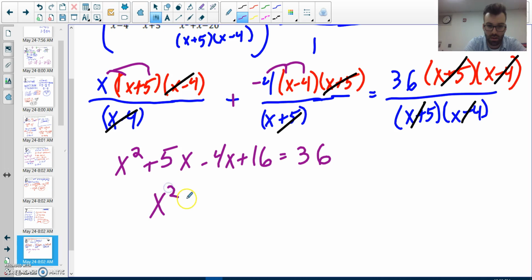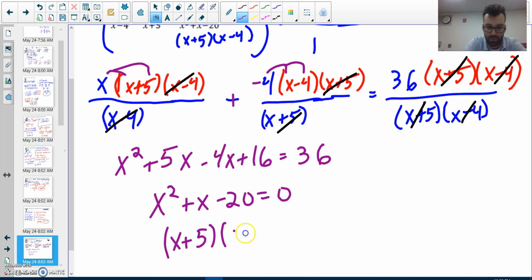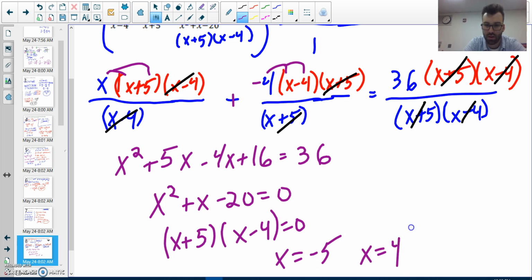So if I combine my like terms and move the 36 to the other side, I get x squared plus x minus 20 equals 0. To get two numbers that multiply to negative 20 and add to 1, x plus 5, x minus 4 equals 0. So x equals negative 5 and x equals 4.